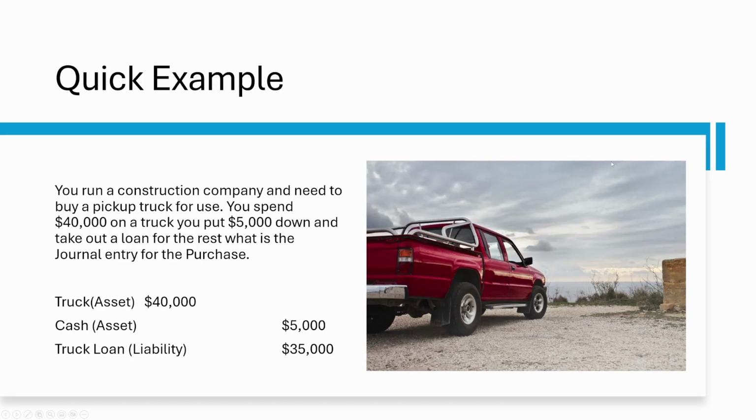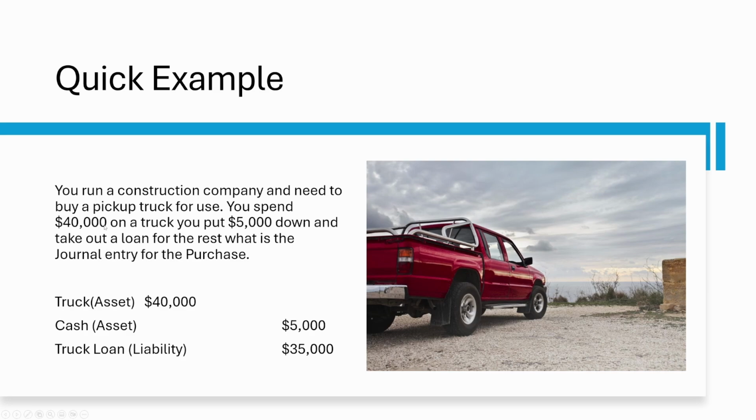Now let's run through one more quick example. Like I said, this was just going to be a real quick video, nothing too crazy. It's just giving you a quick overview on how debits and credits work, not trying to get too complicated, and don't want to confuse anybody. So you run a construction company and need to buy a pickup truck for use. You spend $40,000 on a truck, you put $5,000 down, and you take out a loan for the remainder, the $35,000 left. Prepare the journal entry for the purchase.